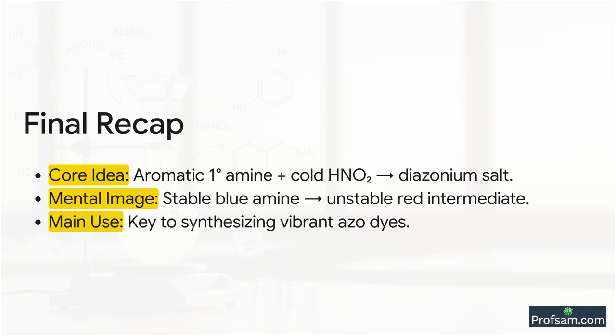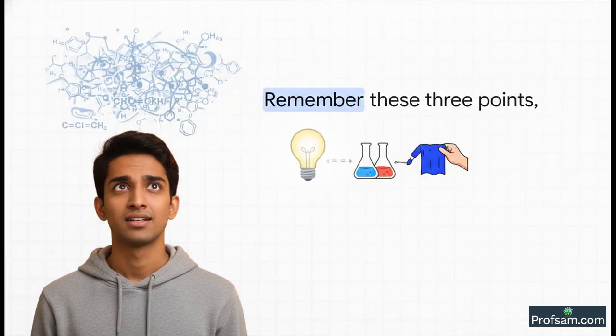Simple. Second, the mental image. We turn a calm, stable blue amine into an energetic, unstable red intermediate. And third, the main use, this unstable red intermediate is the essential key to making all those colorful azo dyes. If you can just hold on to these 3 simple points, the core idea, the mental picture, and the real-world application, I promise you, this entire topic of preparing diazonium salts will feel much, much lighter and far easier to master.